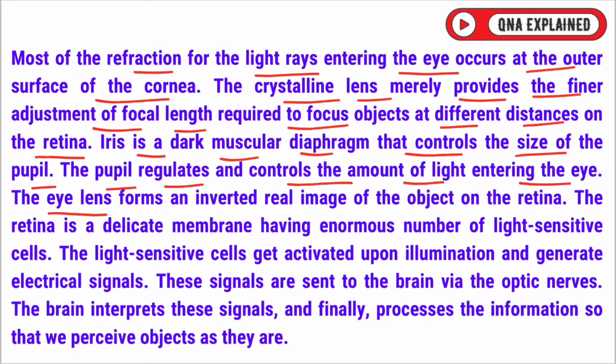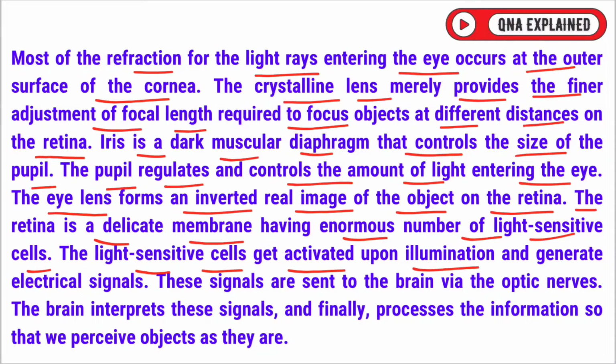The eye lens forms an inverted real image of the object on the retina. The retina is a delicate membrane having enormous number of light-sensitive cells. The light-sensitive cells get activated upon illumination and generate electrical signals. These signals are sent to the brain via the optic nerves. The brain interprets these signals and finally processes the information so that we perceive objects as they are.